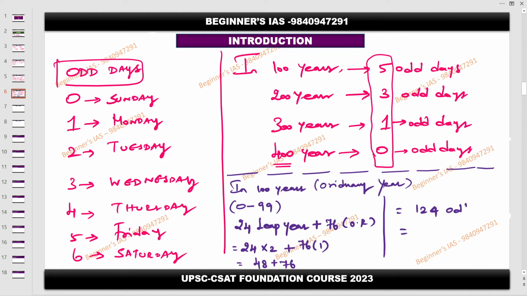Always remember, for odd days you need to divide by 7 and take the remainder as the number of odd days. Now, if you divide this, how many weeks are there? 17 weeks, and the remainder 5 days will be there. So in 100 years, how many odd days? 5 odd days. Understood?